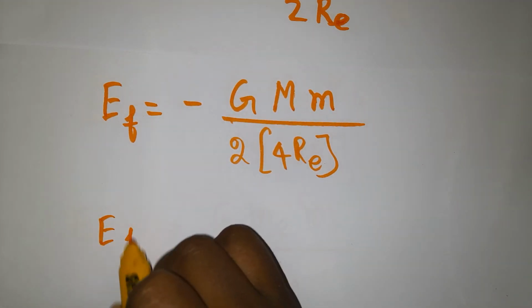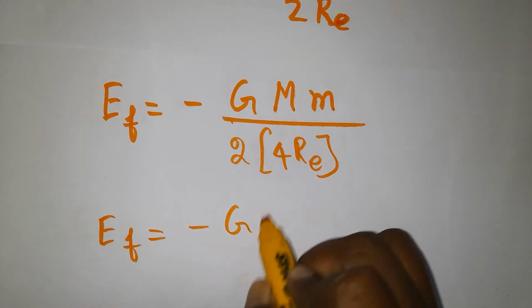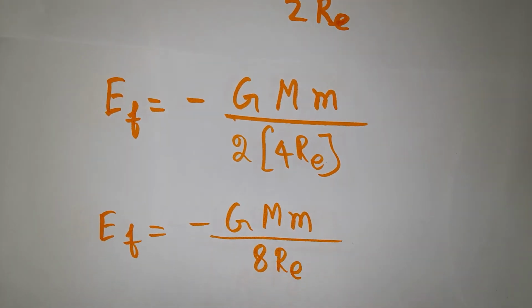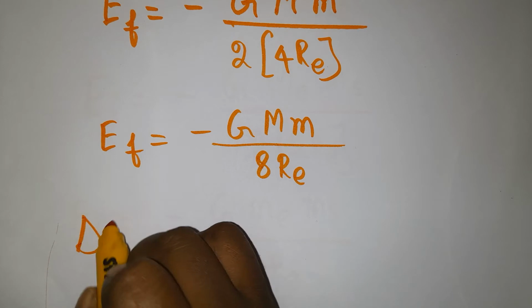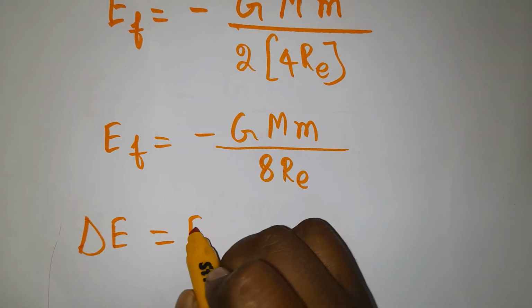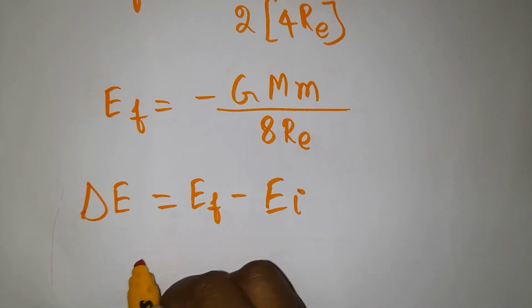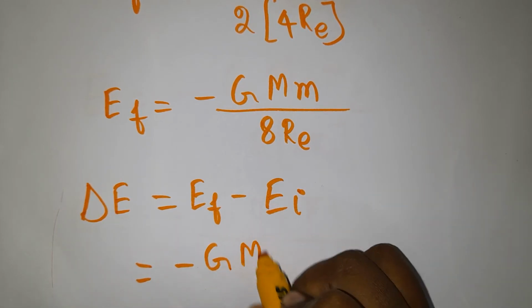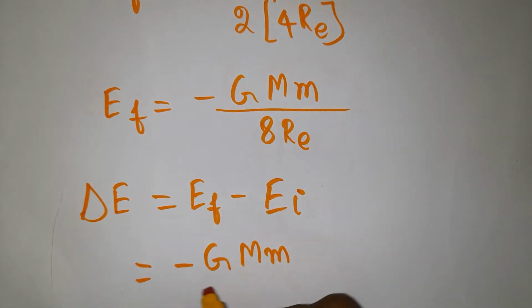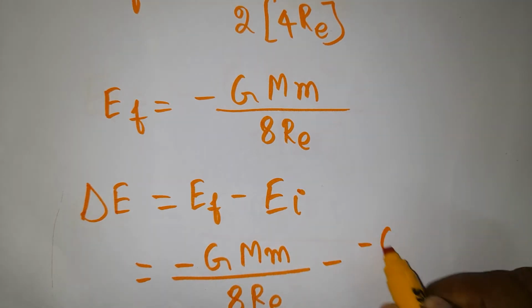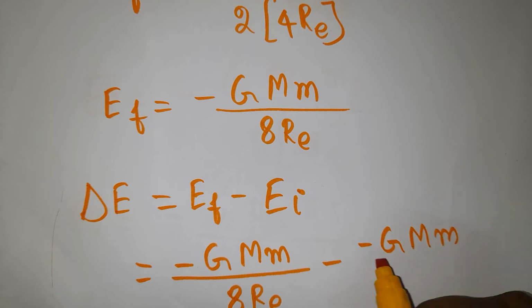Okay, final energy is equal to minus G M divided by 8 Re, where Re is the radius of the earth. Now what about the change in energy? Change in energy is final energy minus initial energy. What is the final energy? Minus G times mass of the earth times mass of the satellite divided by 8 Re. What about the initial energy? Minus G times mass of the earth times mass of the satellite divided by 4 times the radius of the earth.